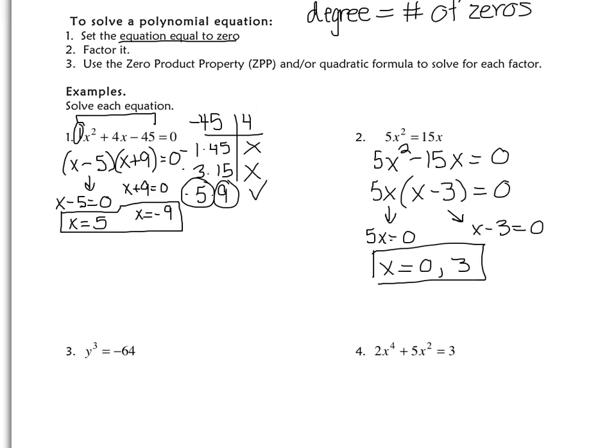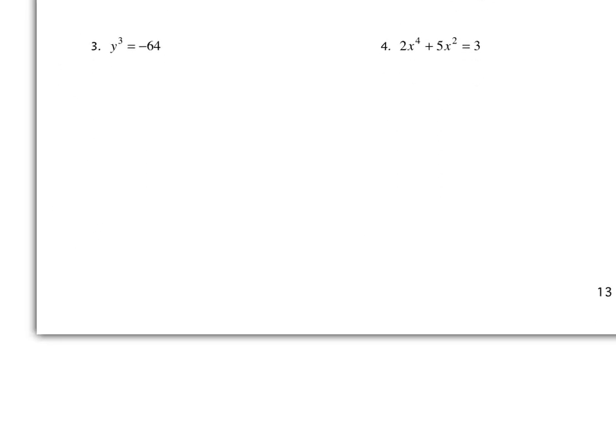It's y to the third equals negative 64. So first step, set it equal to 0. So I'm going to get y to the third plus 64 equals 0. First step of factoring, look for a GCF. There isn't one here. Then look at how many terms you have. We have 2, so you're looking for a special pattern. Is it a difference of 2 squares? Is it a sum of 2 cubes? Or is it a difference of 2 cubes?